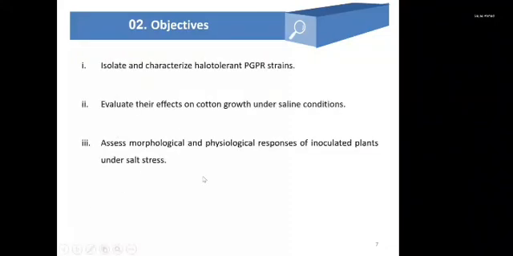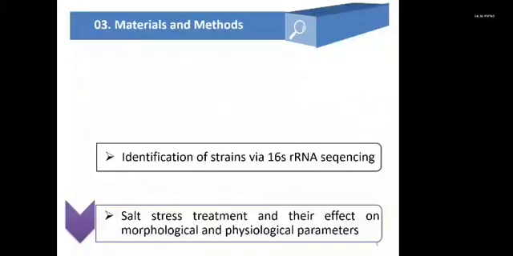So our objective was to isolate and characterize halotolerant plant growth promoting PGPR strains. The second objective was to evaluate their effects on cotton growth under saline conditions. The third one was to assess morphological and physiological responses of inoculated plants under salt stress.